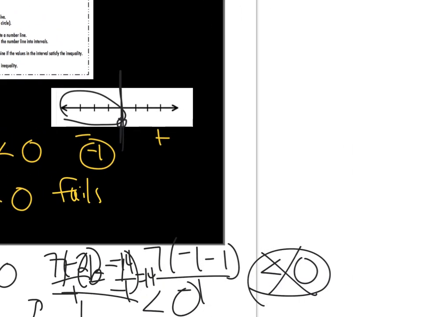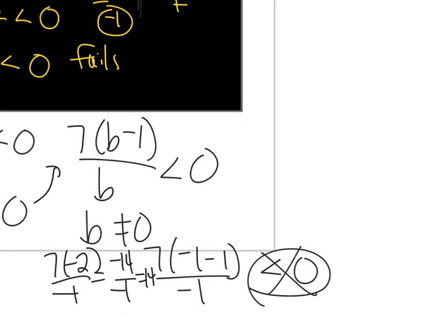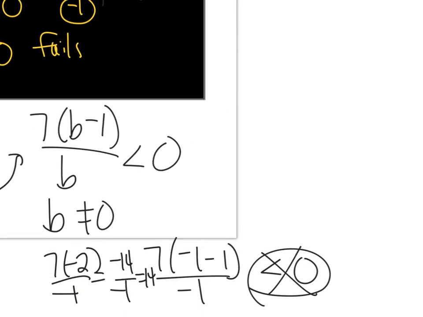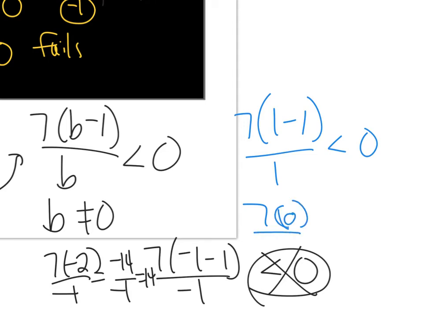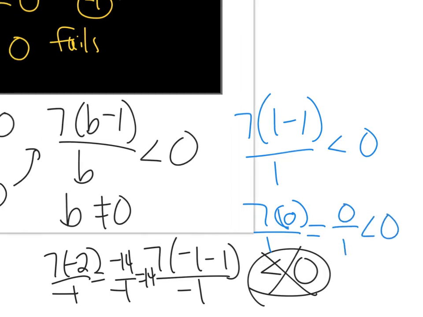Now I'm going to test a positive number. I'm going to test 1, because it's really easy to do. So 7 times 1 minus 1 over 1 less than 0. So 7 times 1 minus 1, 7 times 0 over 1. Is that 0 over 1 less than 0? We've got a predicament here where I've got 0 less than 0. Well, that's obviously not true.